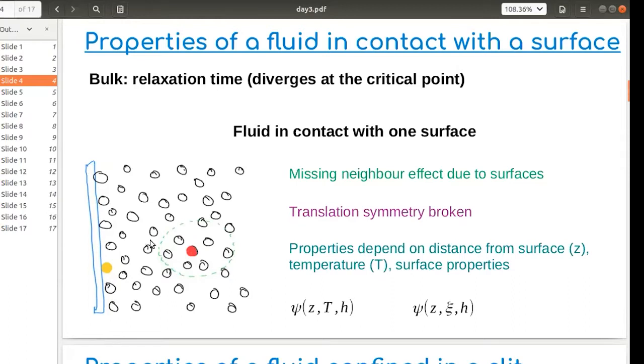All right, so what are the other quantities the properties of the fluid are now going to depend on? We have already seen that it's going to be affected by the missing neighbor effect. It's going to be affected by the distance from the surface. It's going to be affected by the strength of the surface interaction. Now, that's what I mean here, that it's going to depend on the surface properties. What do we mean by surface properties?